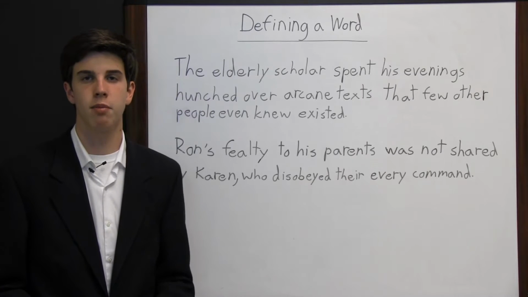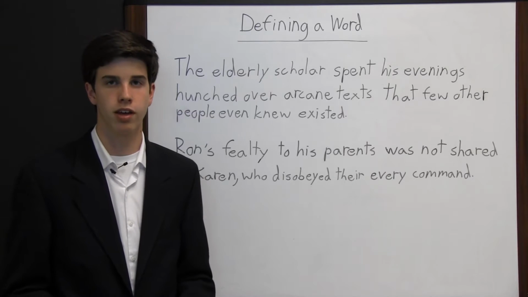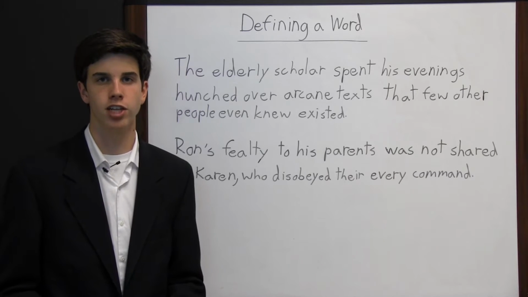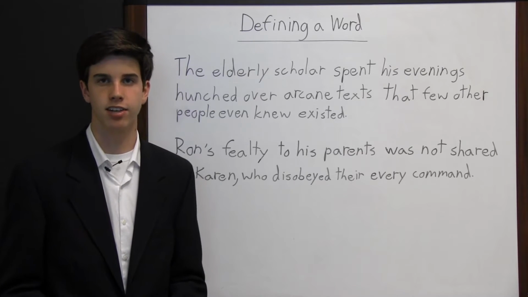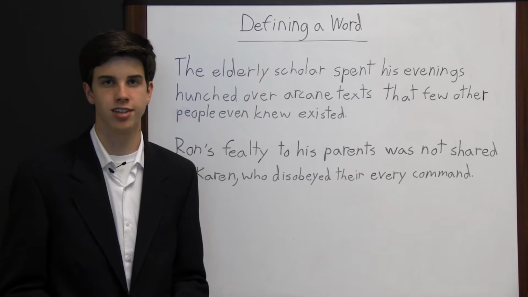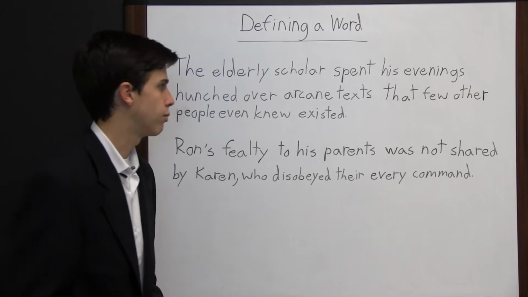Many times readers come across words that they are unfamiliar with. So it's important that readers understand how to determine the definition of a word based on its context. This means looking at the words around it and how the word is used in the sentence. Let's look at a couple of examples.